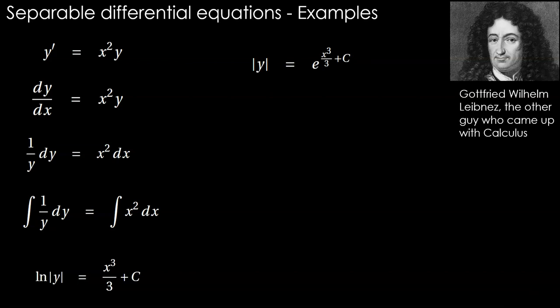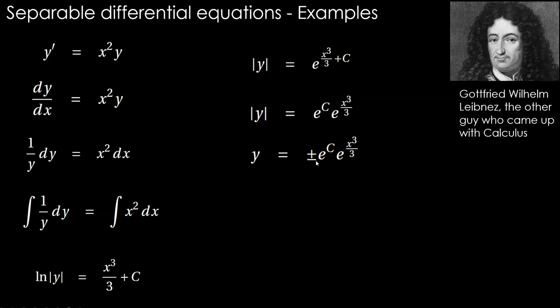Now that exponent can be split up as e to the c times e to the x cubed over 3. And when I lift the absolute value, I get plus or minus e to the c, e to the x cubed over 3. Now why would I do that? Well, c is an arbitrary constant, so e to the c is an arbitrary constant. Plus or minus e to the c is an arbitrary constant. The only thing I can't get here is a 0.